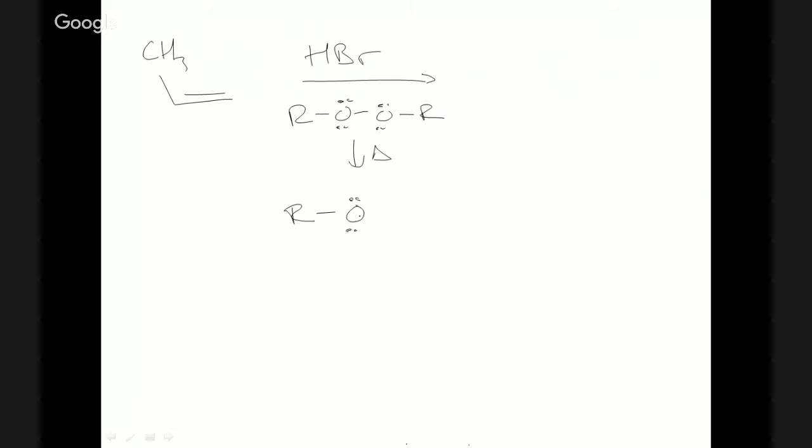You get essentially two equivalents, but we're just going to show one. You break homolytically the oxygen-oxygen bond. Oxygen-oxygen bonds are weak. Heteroatom bonds are weak. So you get a nice oxygen radical that now is going to interact with HBr.